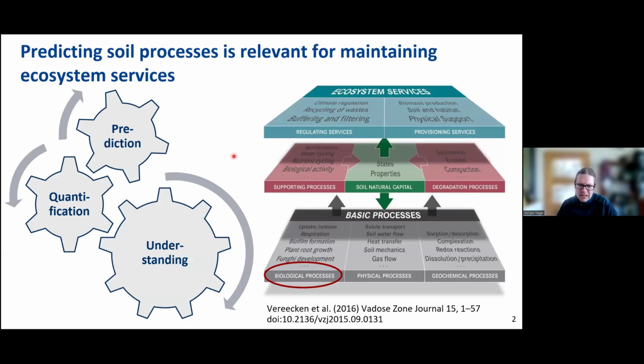And so what I think modeling can provide is that, so why is it important to do soil systems modeling? When we look at the ecosystem services that are provided by soils, such as climate regulation or the buffering and filtering services that are provided by certain soil functions, all that is driven by underlying biological, physical, and geochemical processes that you can see here at the bottom. And it's important to understand these processes and to quantify them and to predict them. And here, soil systems modeling can really help.